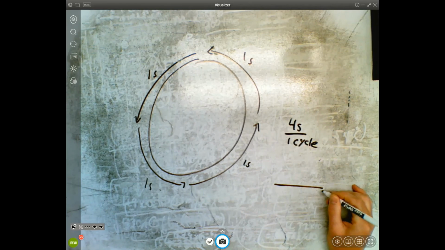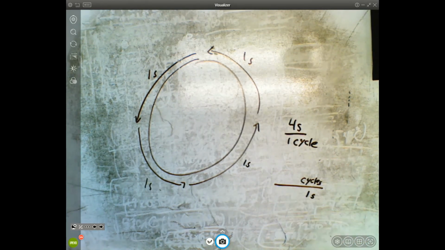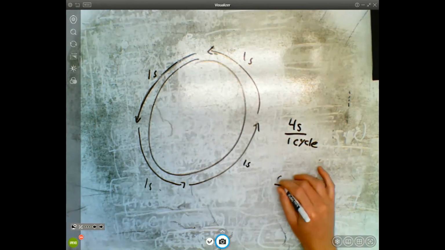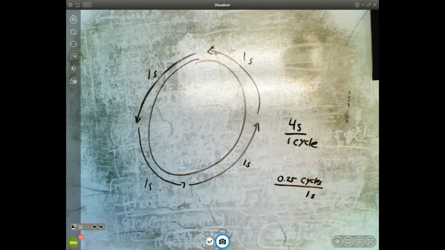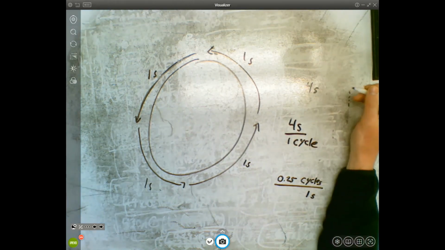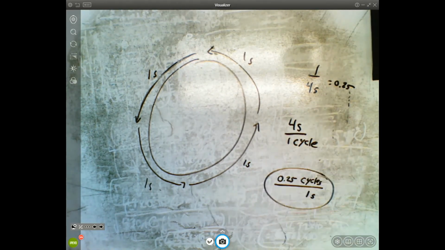But with frequency, I want to know how many cycles it can do in 1 second, right? So in 1 second, we only make it a quarter of the way through the track. So we could do 0.25 cycles per second. And you can see that if you took 4 seconds as your period and you went 1 over it, you get 0.25, which is our frequency and is cycles per second. Okay, so with frequency, seconds are always on the bottom. With period, seconds are always on top.